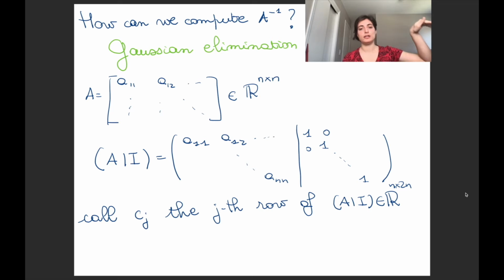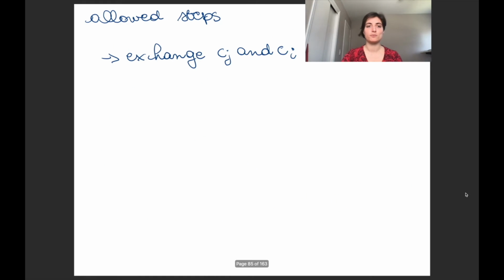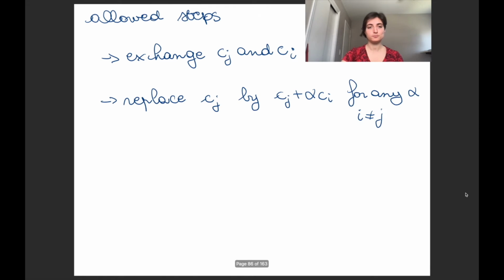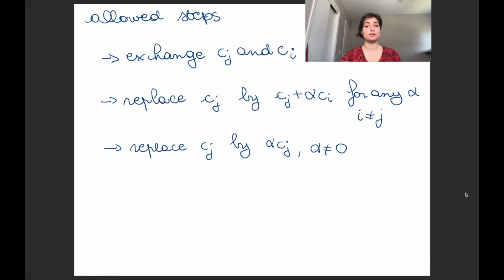If you call each row of this new extended matrix Cj, we are allowed to make a couple of steps. First, we can exchange two rows. Then we can replace a row by itself plus a scalar multiple of any other row. Or we can replace a row by a scalar multiple of itself, assuming you're multiplying by something that is not 0.